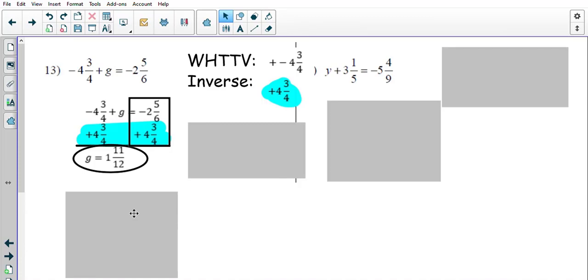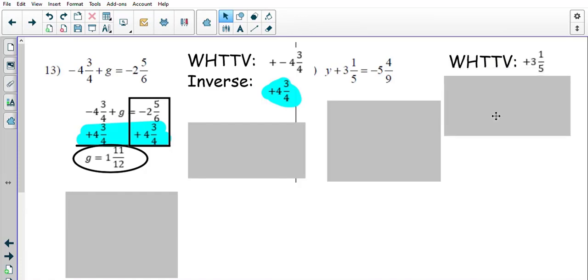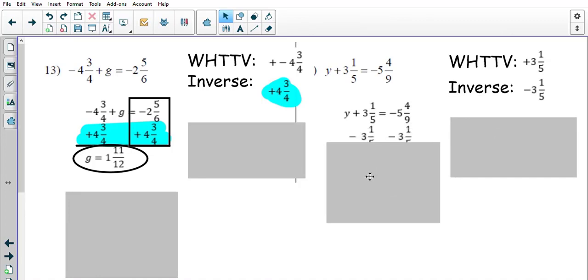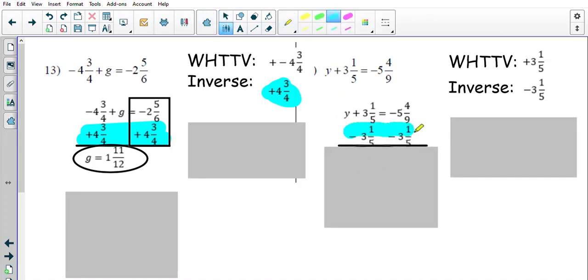All right, number 14. We have y plus 3 and 1/5 equals negative 5 and 4/9. What's happening to the variable is plus 3 and 1/5. The inverse of that is to subtract 3 and 1/5. So we'll show that once on the left and on the right-hand side, subtracting 3 and 1/5. And again, be careful plugging this into your calculator. You're going to be doing negative 5 and 4/9 minus 3 and 1/5.